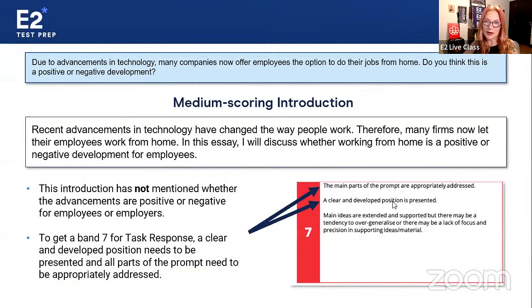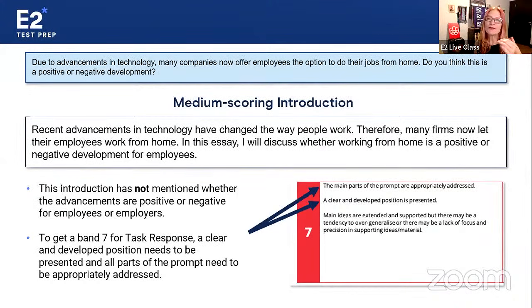Okay, so moving forward, it says here: to get a band 7 for task response, remember, we're breaking it down, separating the 4 criteria. A clear and developed position needs to be presented. So you need to present your position or opinion. Once again, you will decide if you're going to write a position or opinion according to the essay prompt. In this case, do you think this is a positive or negative development? Definitely, this is opinion. So the main parts of the prompt need to be appropriately addressed, which means you cover it.